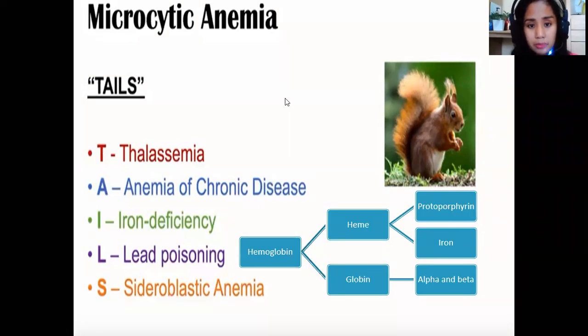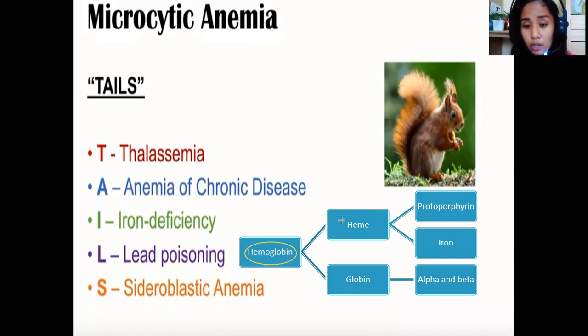If you remember, guys, your hemoglobin consists of heme and globin. And your globin, we have 2 types, right? In adults, alpha and beta globin. So, guys, when globin is affected, we point to what? Thalassemia. When globin is affected, we point to thalassemia.